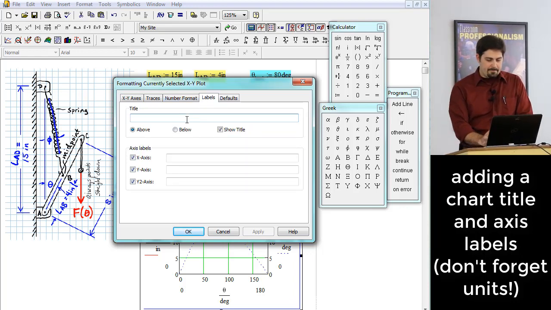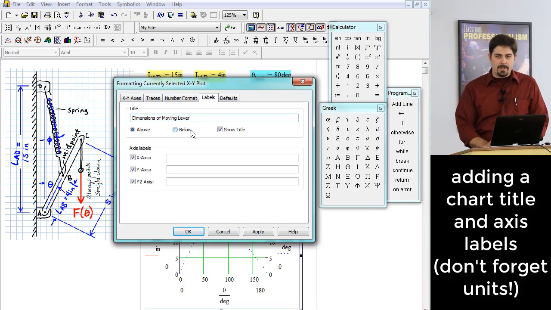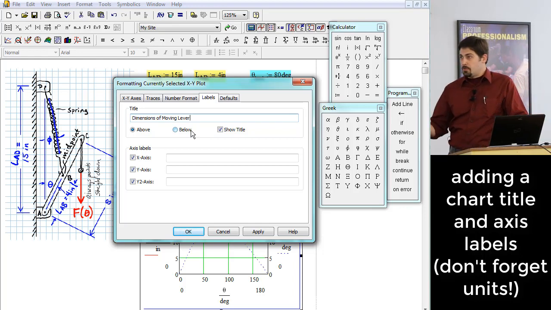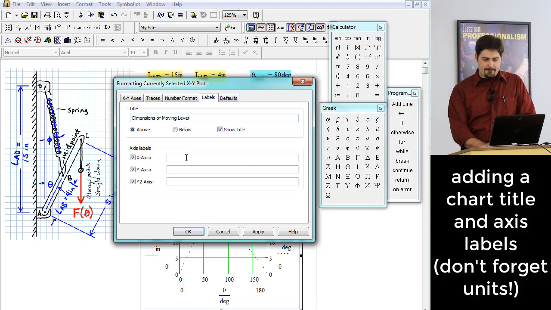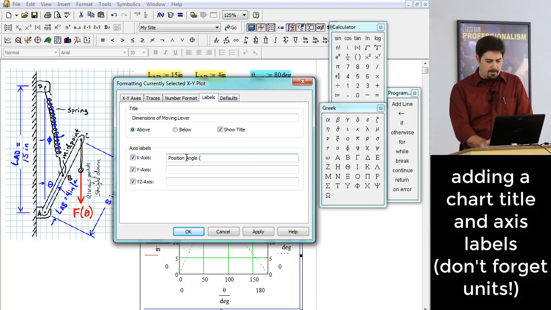Okay, so maybe I'll put dimensions of moving lever. I don't know. Something like this. So you put a title that's somewhat descriptive of what you're trying to do. Okay, then what? Down on your bottom axis, you might say position angle. Okay, and you might put in there what? Units. Okay, what about your first y-axis? Length, or length of spring. Something like this, and you put in inches.